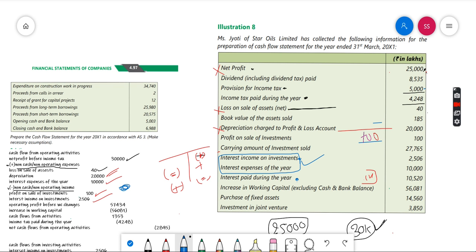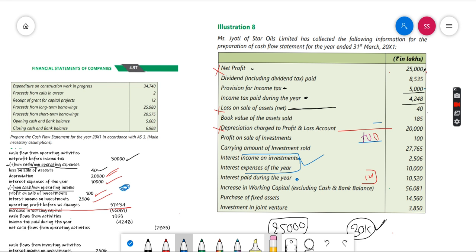Now the next one is increase in working capital. We have added all the non-cash and non-operating expenses, and also deducted all the non-cash and non-operating incomes. So what we get is the operating profit before working capital changes, right? Then they mention the increase in working capital excluding cash and bank balance. Generally they give the current assets and current liabilities, and we need to find out the increase or decrease, but they directly gave the net effect here. So how to deal with this? The working capital formula is current assets minus current liabilities, right?